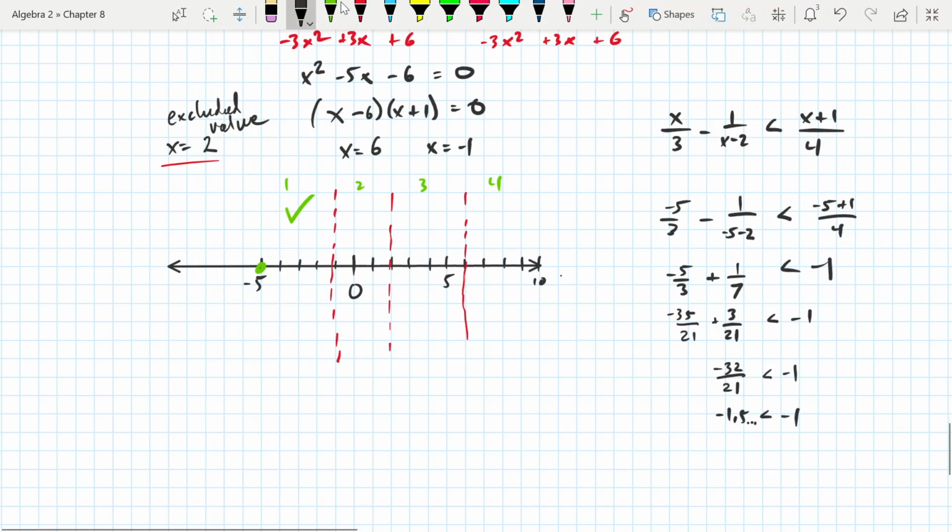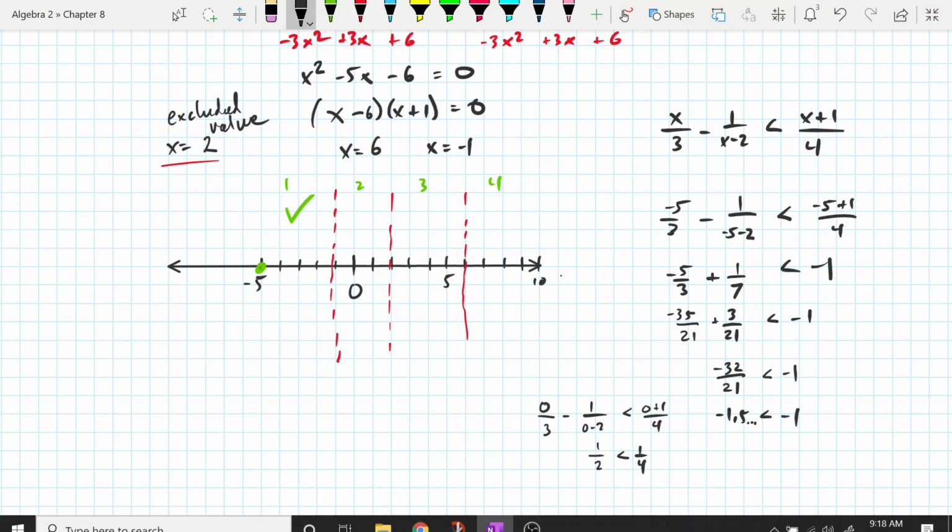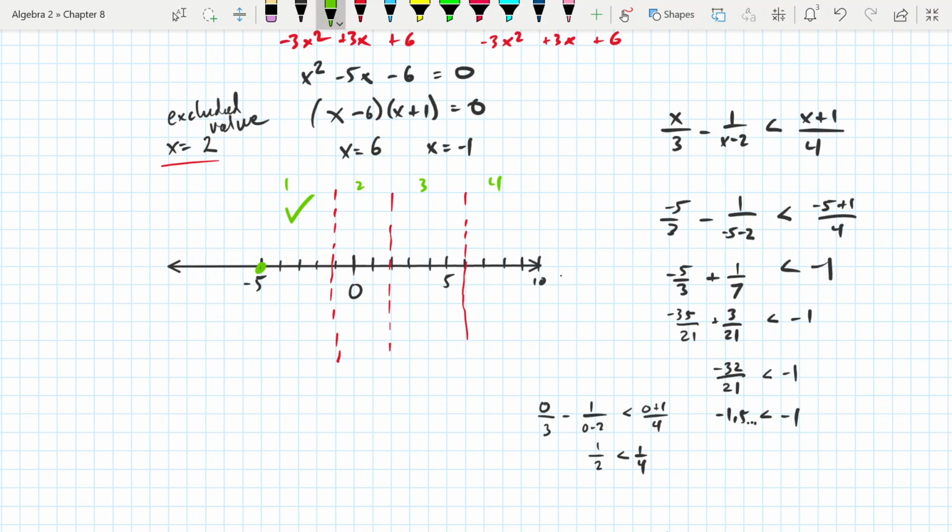Now let's do some other ones here. 0, I'm checking from the second region now. 0 over 3 minus 1 over 0 minus 2. Is that less than 0 plus 1 over 4? So is 1/2 less than 1/4? No, it's not. 1/2 is not less than 1/4. So no solution there.